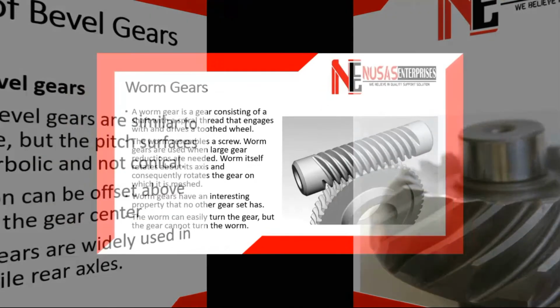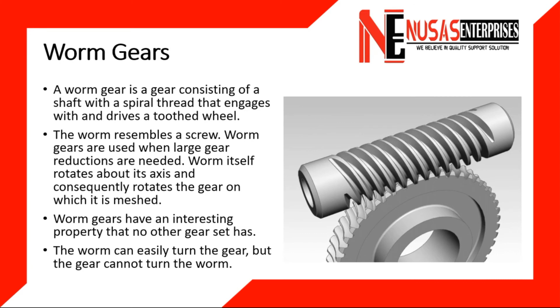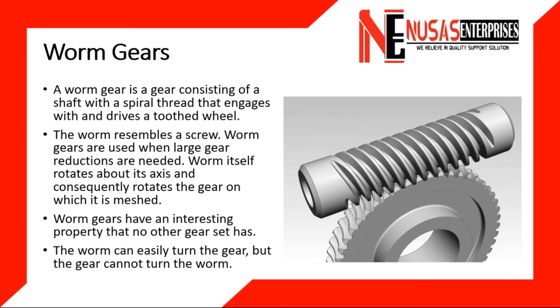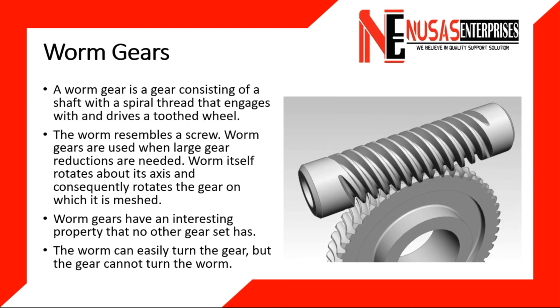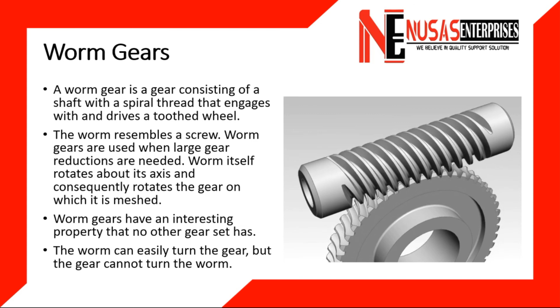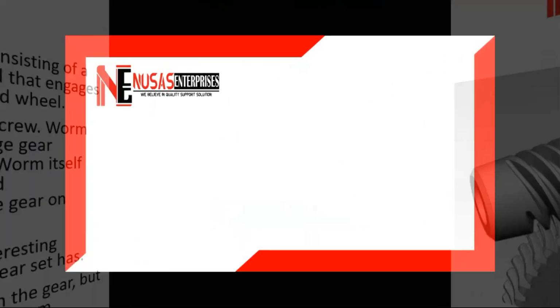Number 4. Worm gear. A worm gear is a gear consisting of a shaft with a spiral thread that engages with and drives a toothed wheel. The worm resembles a screw. Worm gears are used when large gear reductions are needed. The worm itself rotates about its axis and consequently rotates the gear on which it is meshed. Worm gears have an interesting property that no other gear set has. The worm can easily turn the gear, but the gear cannot turn the worm.